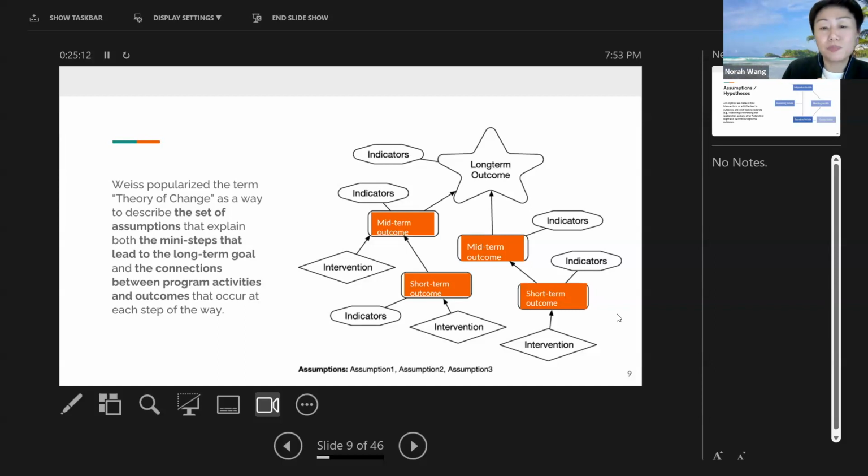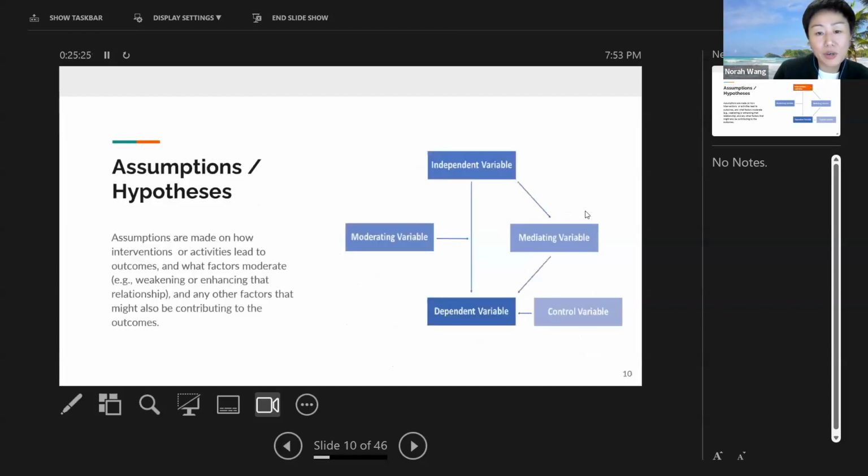So mediating factors, you can treat it as a short-term outcome. So the short-term outcome will lead to the mid-term outcome. You understand what I mean here? So here, I put it here. So outcome one will be knowledge change, right? Outcome two will be attitudinal change.